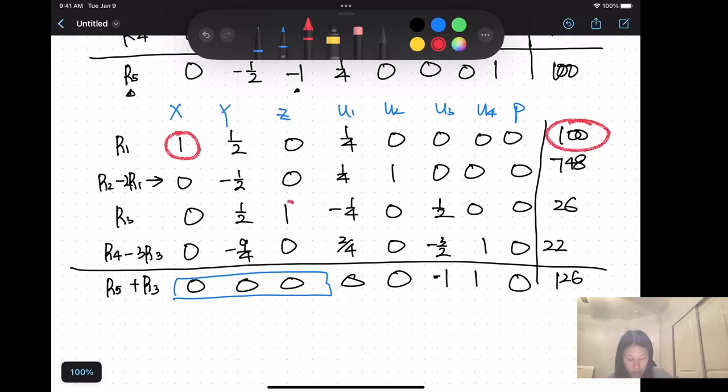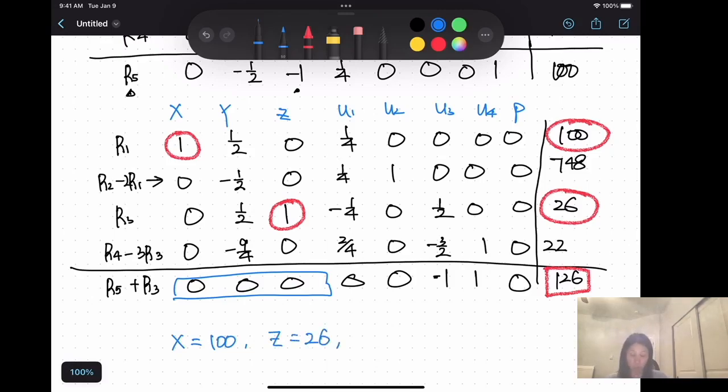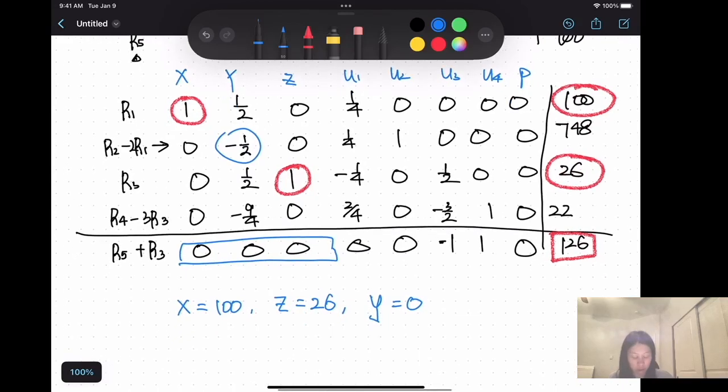And now the next one will be Z equals 1. So that means Z is going to equal 26. And our P, the final, would be 126. So that means when X equals 100, Z equals 26, since it didn't say anything about Y cannot be -1/2, it has to be 1. So that means Y is equal to 0. And then we will reach the maximum quantity of sandwich, which is P equals 126.